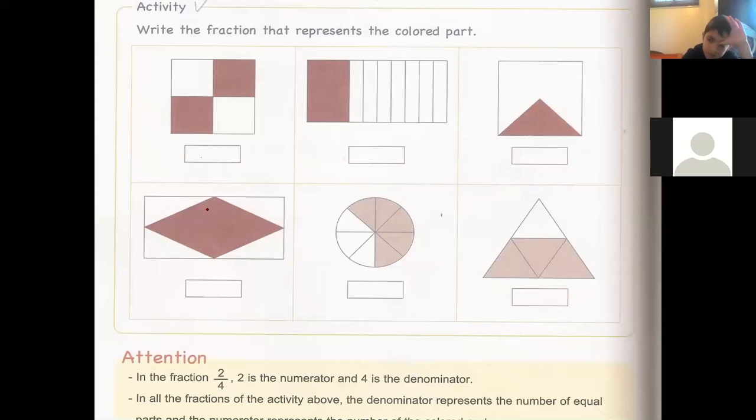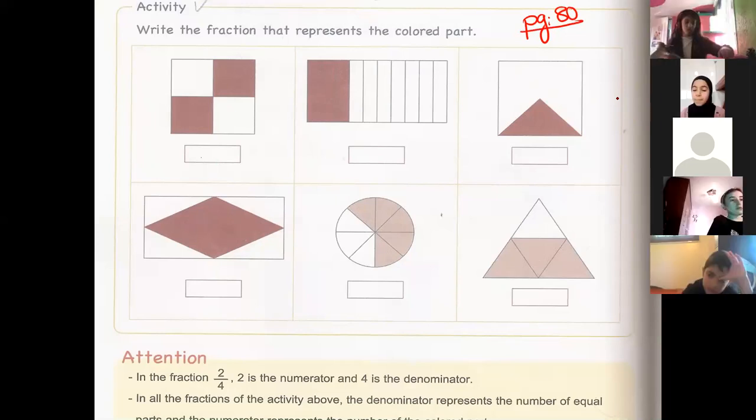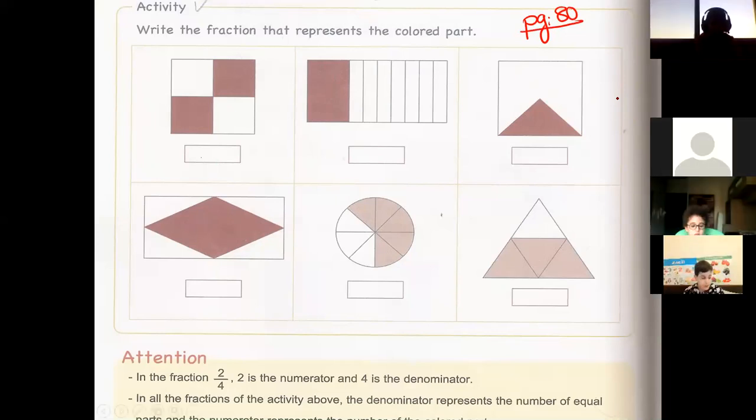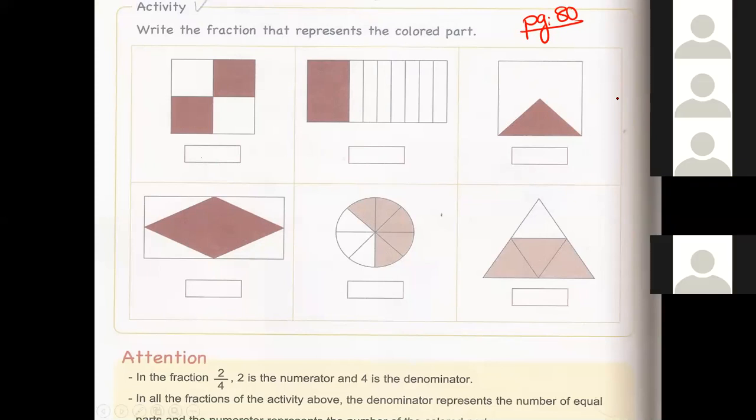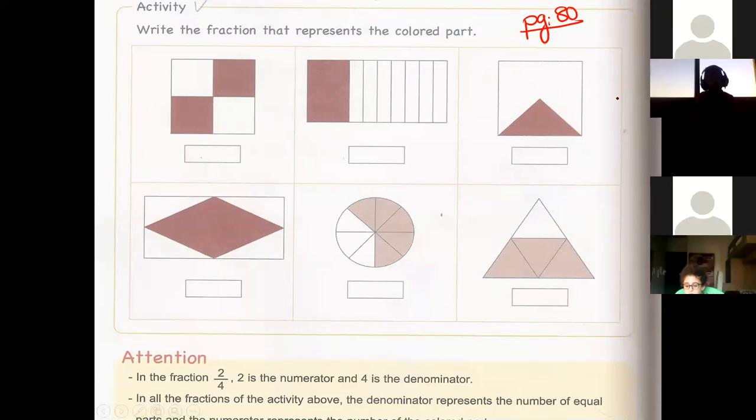Now open page 80. Let's start with activity 1. Open your math books, page 80. Let's start doing activity 1, page 80. So till now, is it clear what I mean by fraction? What do I mean by numerator and denominator?